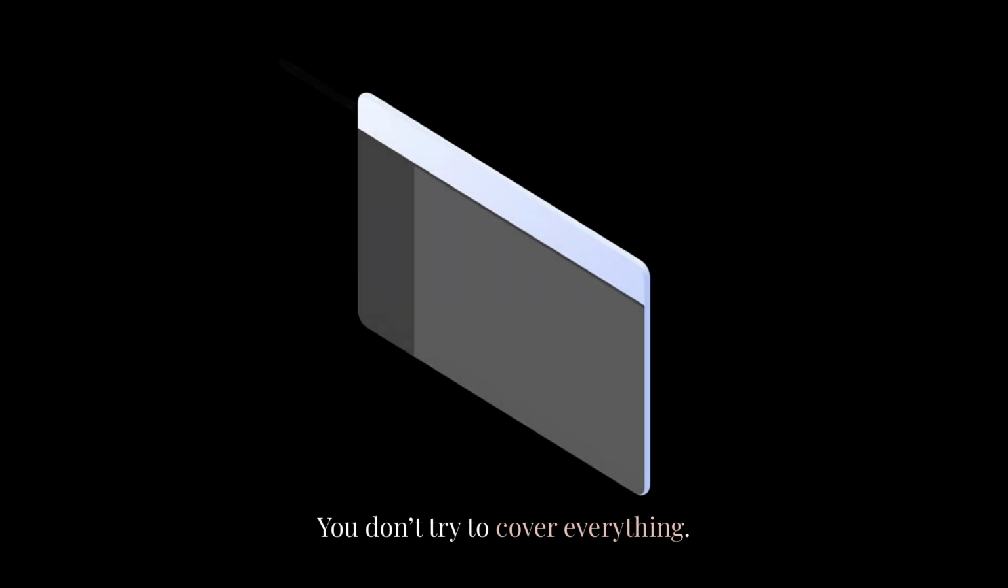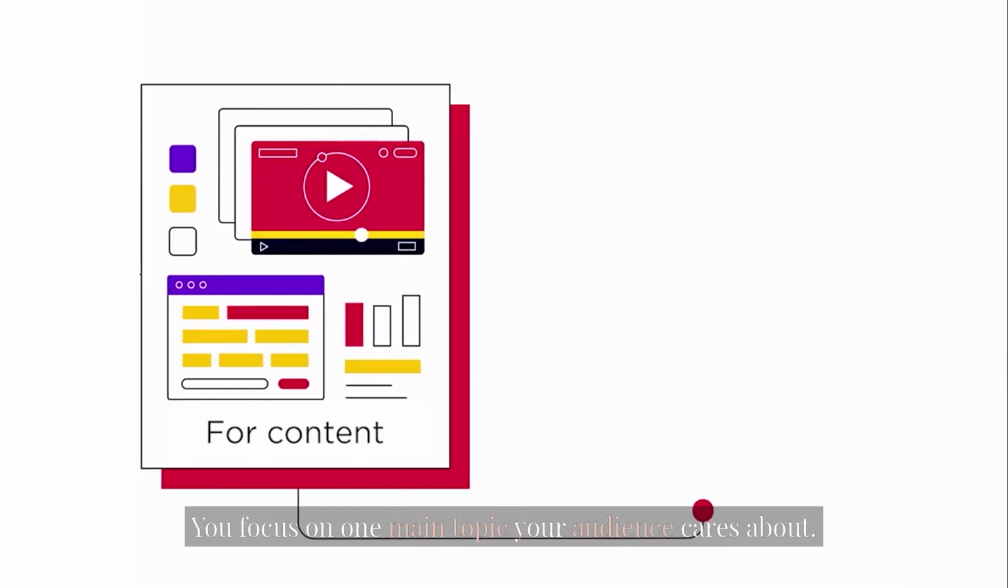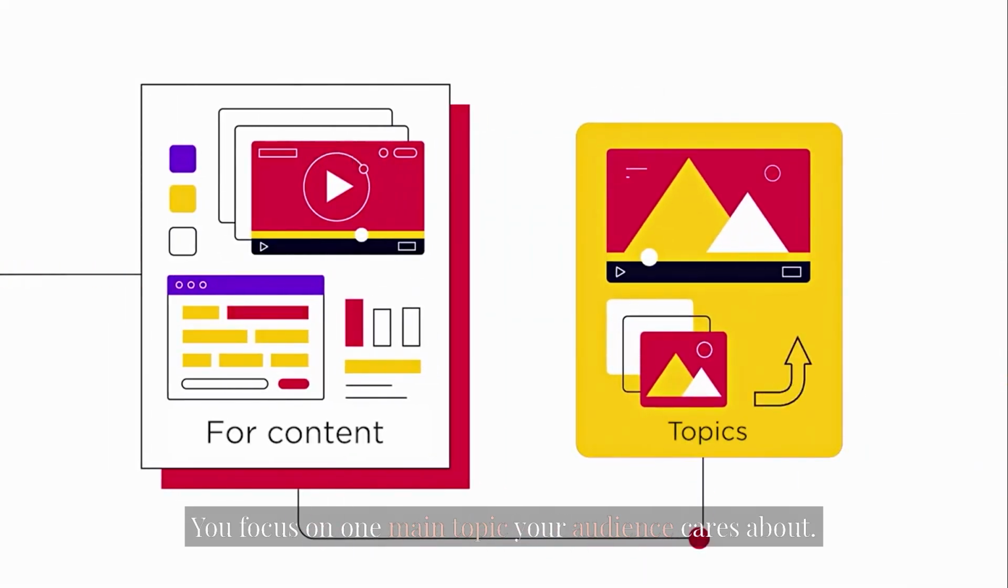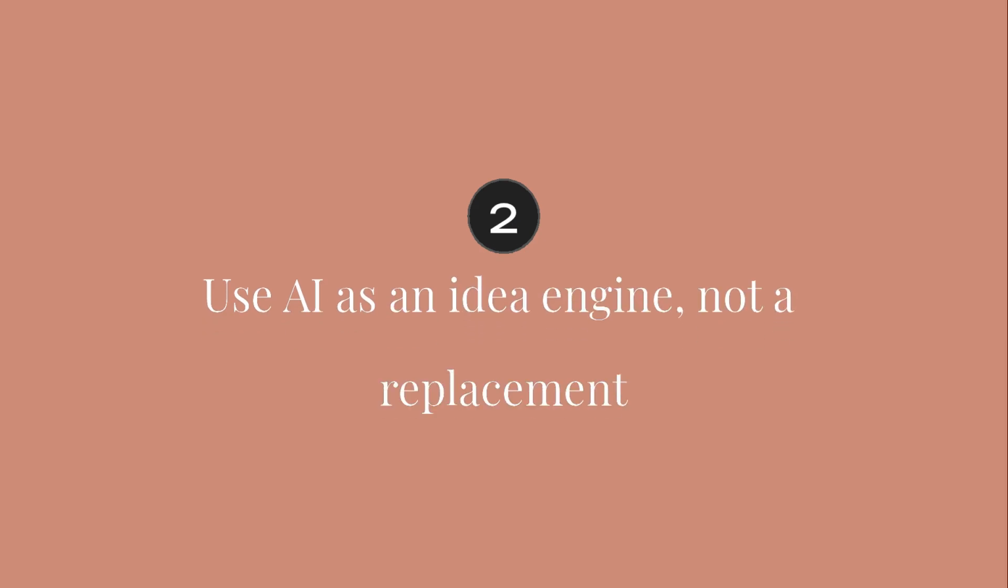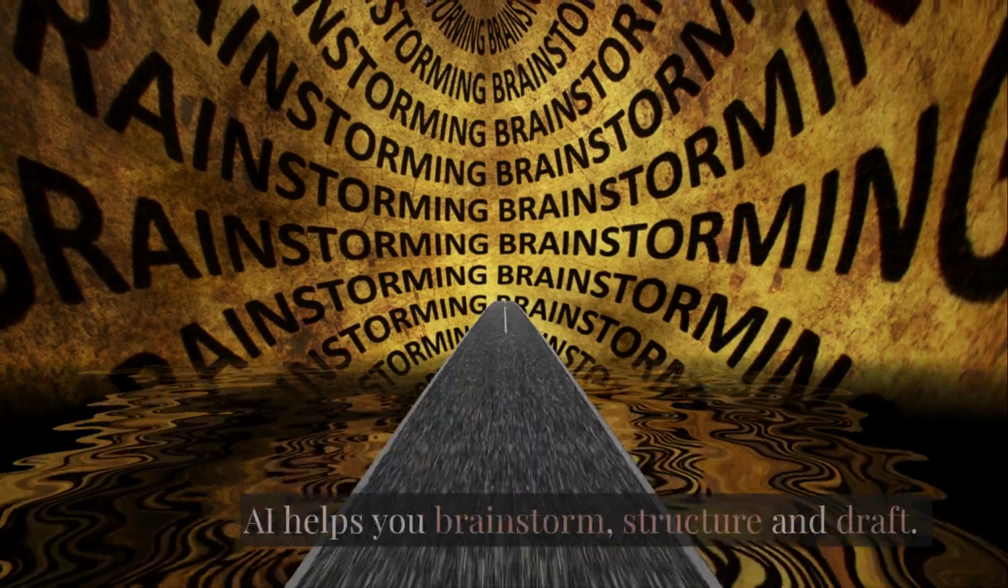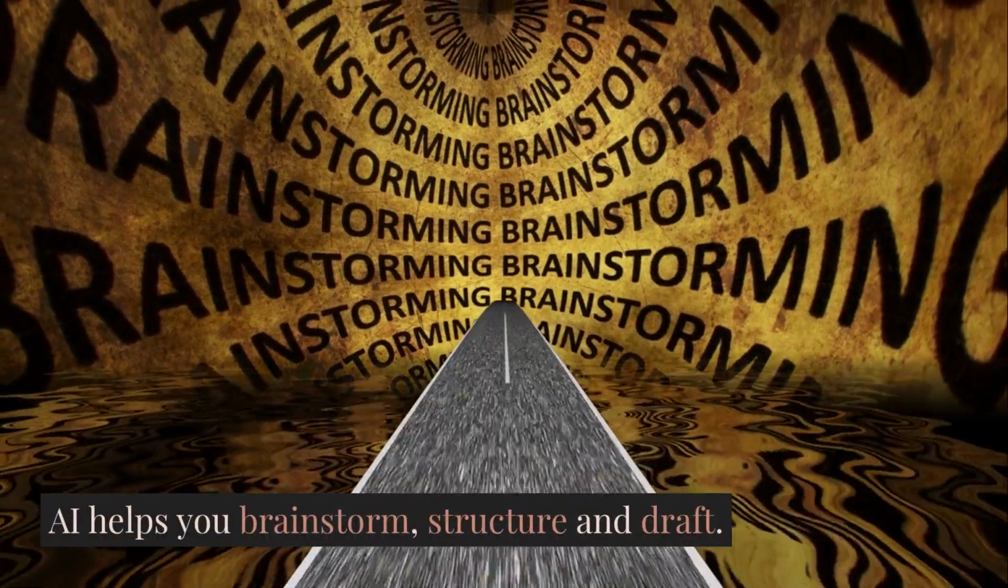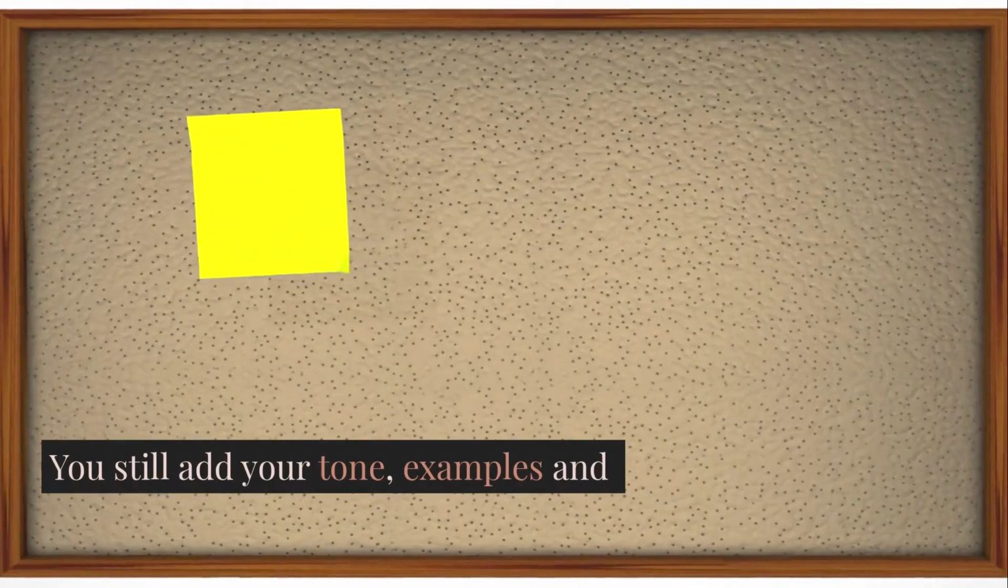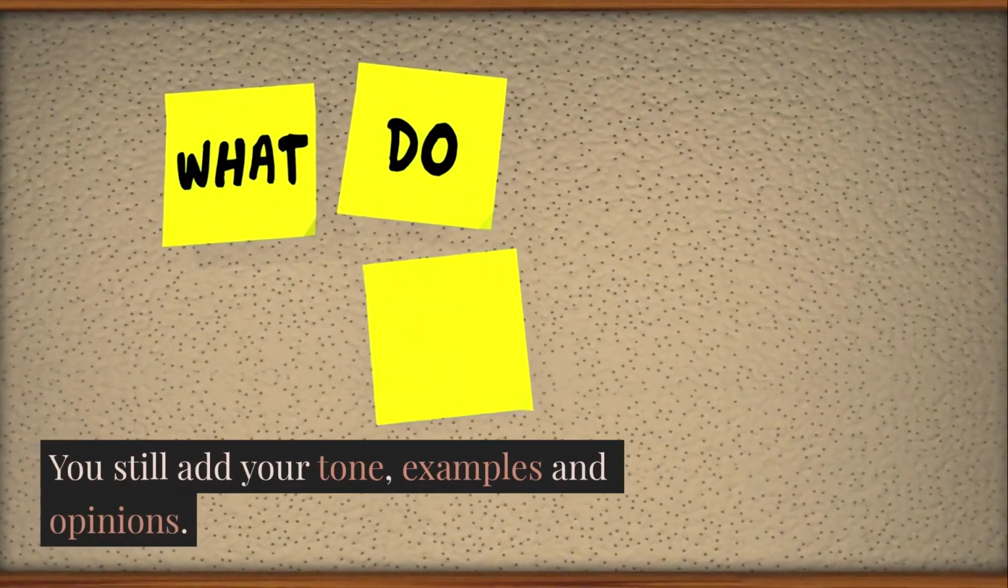You don't try to cover everything. You focus on one main topic your audience cares about. AI is an idea engine, not your replacement. AI helps you brainstorm, structure, and draft. You still add your tone, examples, and opinions.